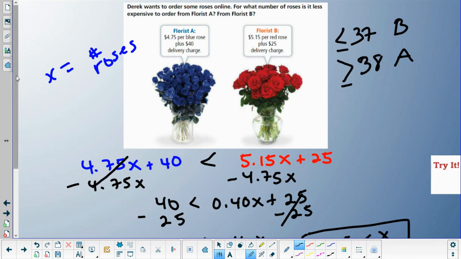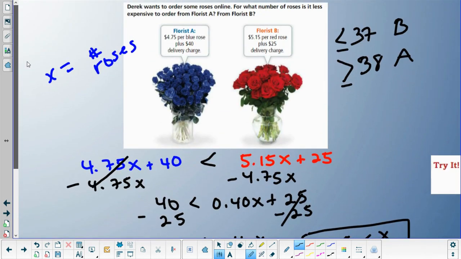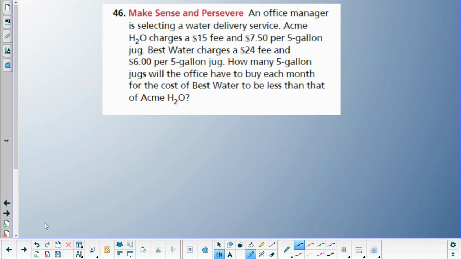This time we're talking about roses. Again, the decimal does not make sense with that, so we need to make sure we go back and fix it. All right, let's talk about this one here.